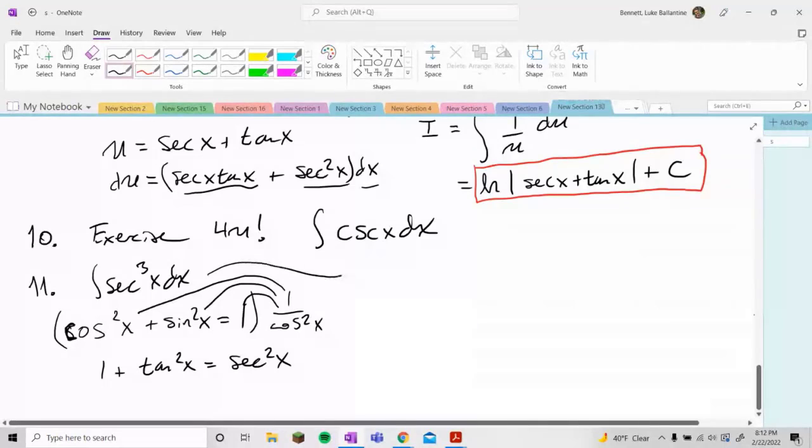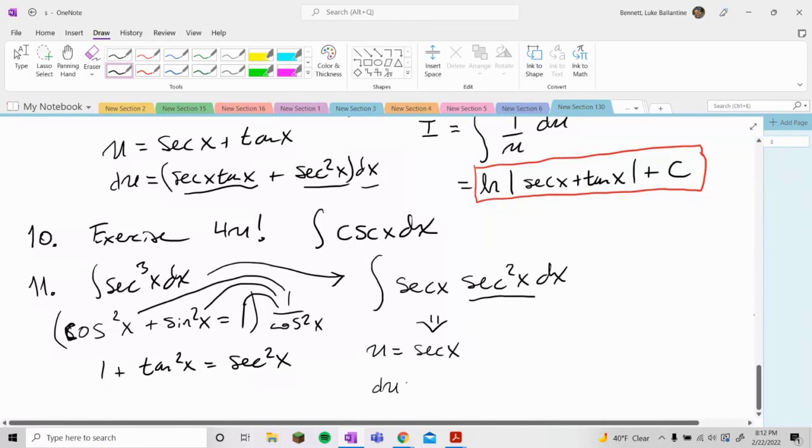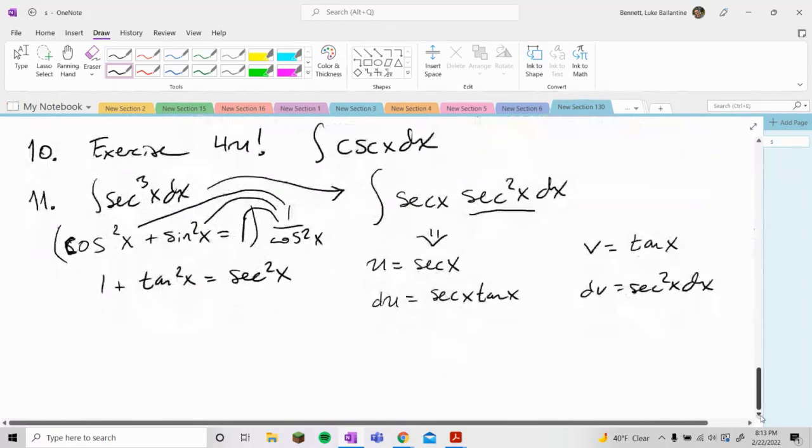So we can write this integral, if I can remember how to do it properly, I think we're going to do secant x, secant squared x dx. Well, we can integrate secant squared x just fine. So I'll use integration by parts. I'll choose u to be secant x. du is secant x tangent x. dv is secant squared x dx. v is, hopefully this works, tangent x. If not, I'll look at the solution.